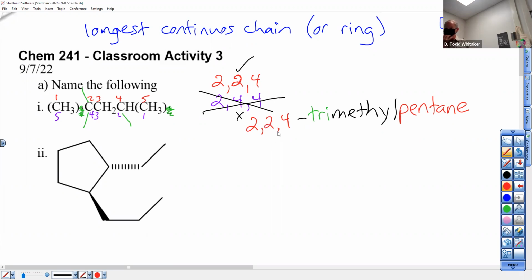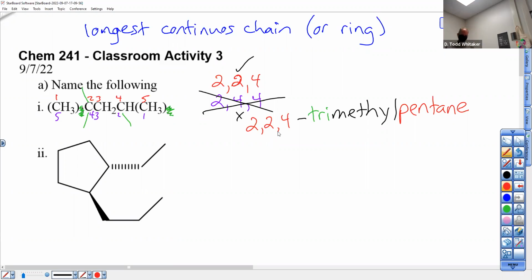You need 3 numbers if there's a prefix tri. You need 4 numbers if there's a prefix tetra. You need 6 numbers if there's a prefix hexa. Okay? So it's very systematic and it's very boring. The more boring you can make it, the better you're going to do. All right?